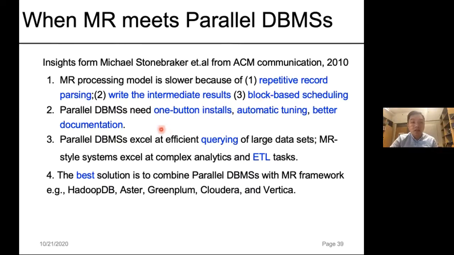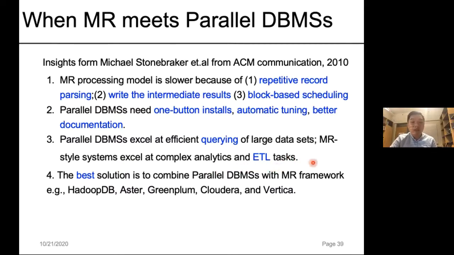And the second one is from the user level perspective. Compared with the easy-to-use setup of Hadoop, parallel DBMS actually needs one-button install, automatic tuning, and better documentation. And the third, they believe the parallel DBMS excels at the efficient querying of large datasets, while the MR-style system excels at complex analytics and ETL tasks.